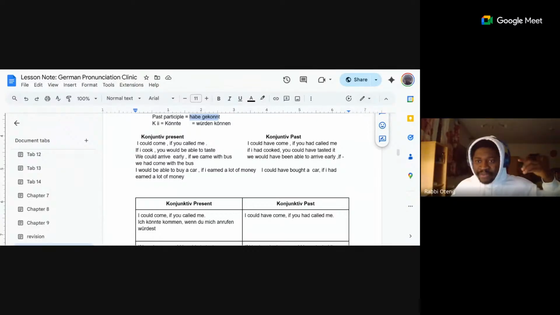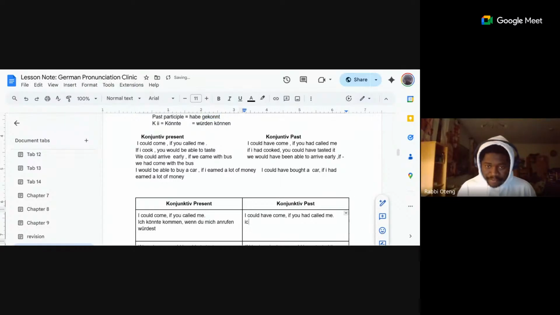Yeah, but with modal verbs, we don't use hätte gekonnt. We say hätte können. So it will be ich hätte kommen können. The modal verb goes to the end of the sentence next to the verb. So, ich hätte kommen können.